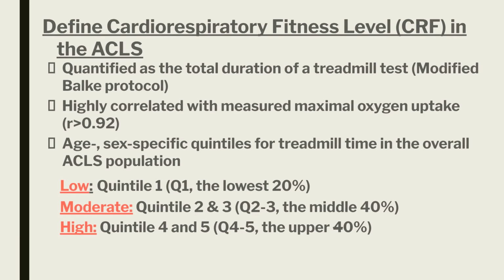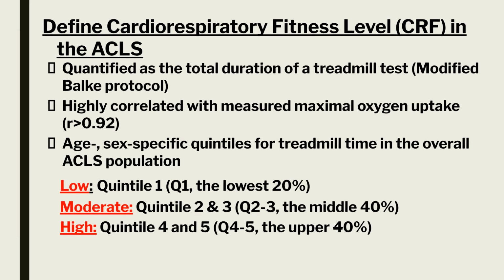Cardiorespiratory fitness in the Aerobic Center Longitudinal Study was measured using a treadmill test with the modified Balke protocol. This method is more practical than a full maximal test with direct oxygen uptake measurement, but still shows a very high correlation with VO2 max. Cardiorespiratory fitness was then categorized into 5 groups based on relative fitness levels within the sample. The lowest group, quintile 1, represents the bottom 20%, while the high fitness group includes the upper 40%.